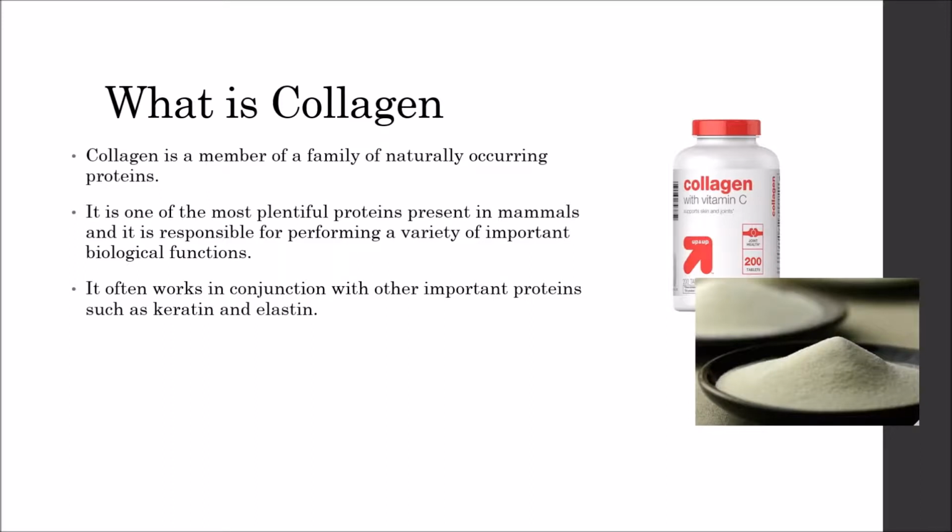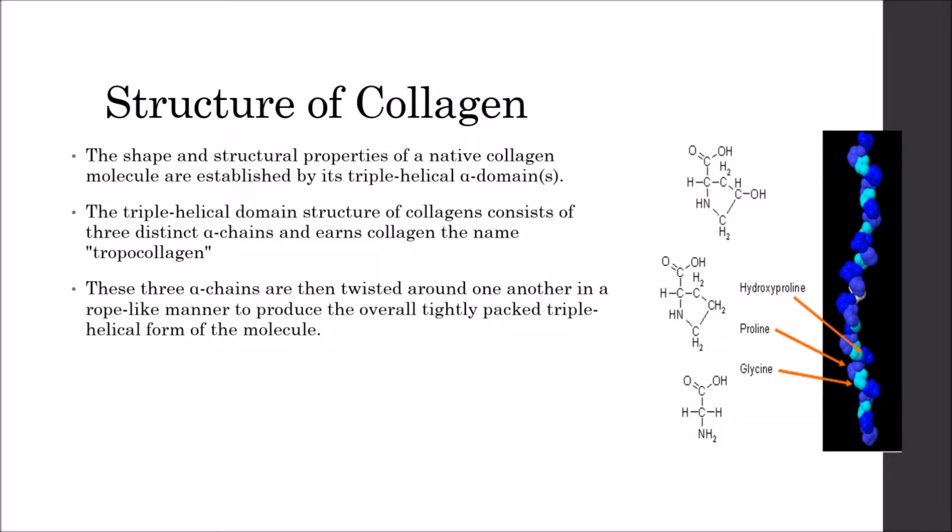Collagen has many medical uses in treating complications of the bones and skin. It is most well known for the structural role it plays in the body. It is present in large quantities in connective tissue and provides tendons and ligaments with tensile strength and skin with elasticity. It often works in conjunction with other important proteins such as keratin and elastin. So next, what is the structure of collagen?